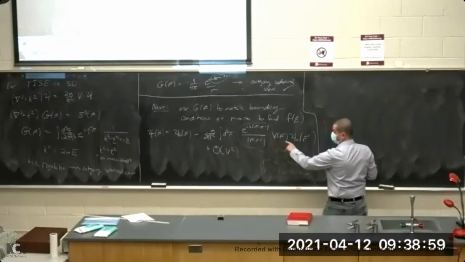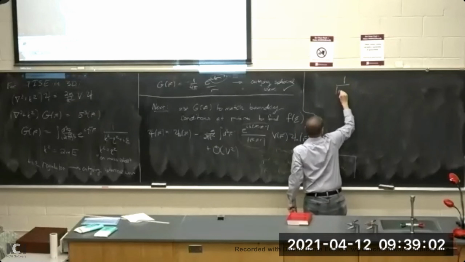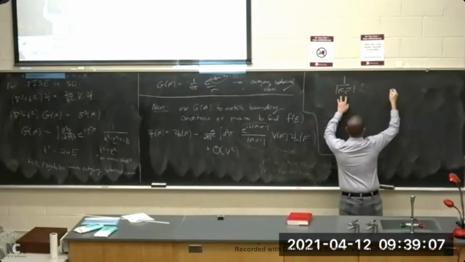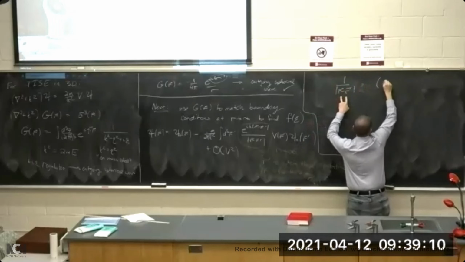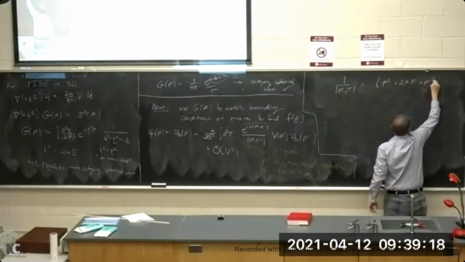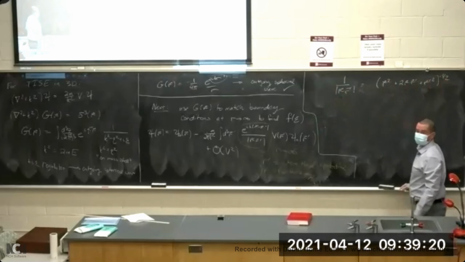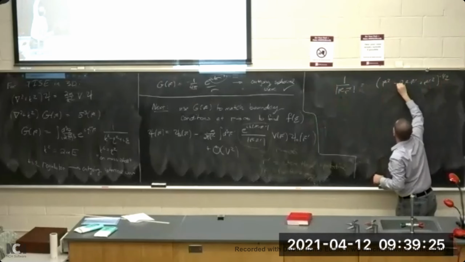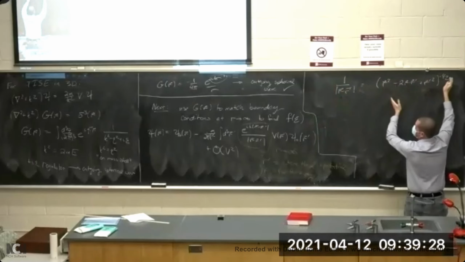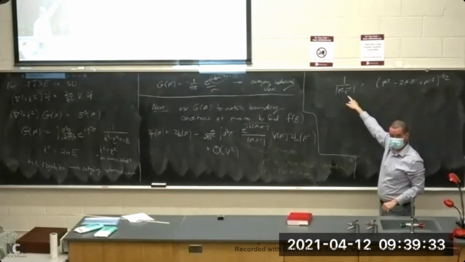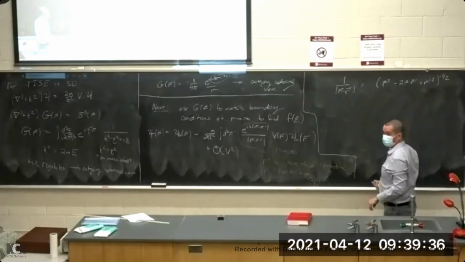All right, so how do I do this? First, let me tackle this denominator. I have 1 over absolute value r minus r prime. So in terms of the vectors, r and r prime, this is equal to r squared plus 2 r dot r prime plus r prime squared to the power negative 1/2. Right, so this is minus here, not plus. This is r minus r prime vector quantity squared. And then I take the negative 1/2 power to bring it down into the denominator and make it a single magnitude rather than magnitude squared.